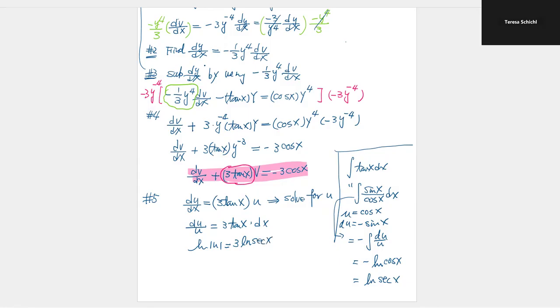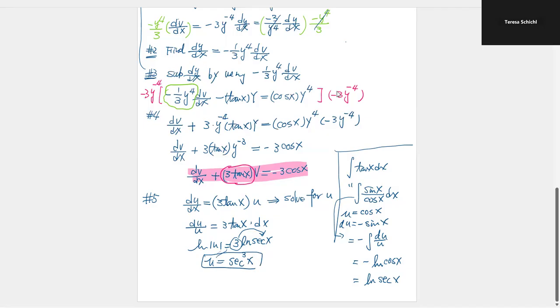Okay, so this is the ln secant x here. Now my u is equal to the secant cube x, moving this 3 to the power. So this is my integrating factor.